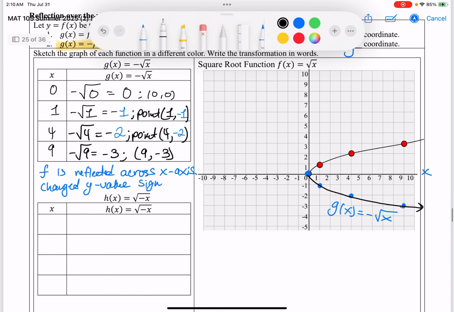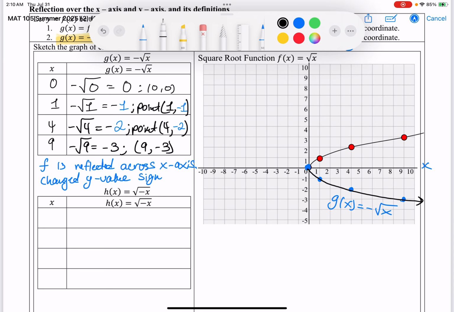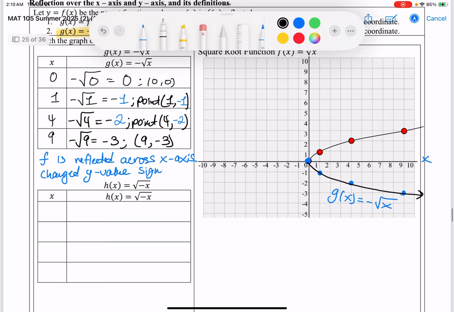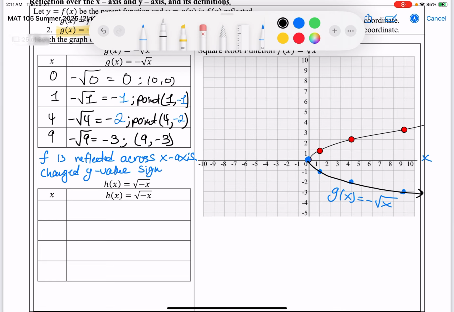Now we want to sketch h of x. H of x equals the square root of -x. I'm going to do this one a little bit backwards in this case. And hopefully you can understand why I'm doing this one backwards. If I look at the last problems, the y values were -1, -2, -3. I'm going to go to the original function. They have y values rather of 0, 1, 2, and 3. So I'm going to start here.